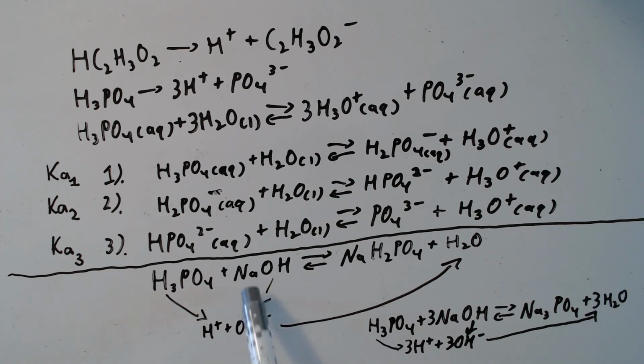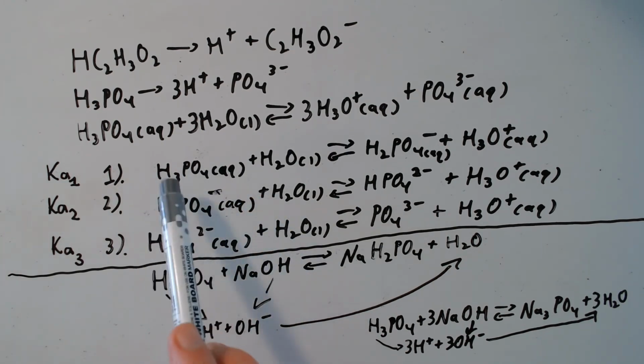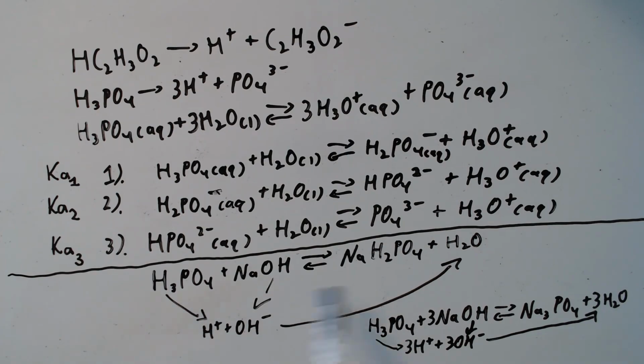So if there's enough base to rip off one, it's going to rip off one. If there's enough base to rip off three, it's going to rip off three. It's not like water where a lot of these H3PO4 remains undissociated and the H pluses are kept by this H3PO4. The base completely takes them away.